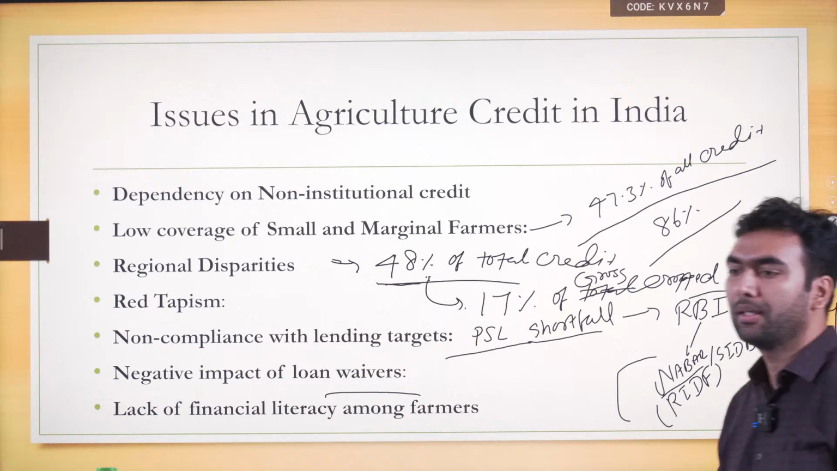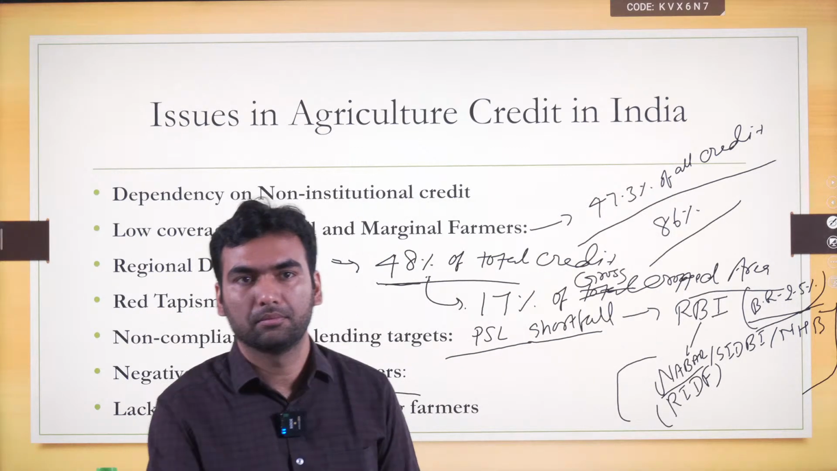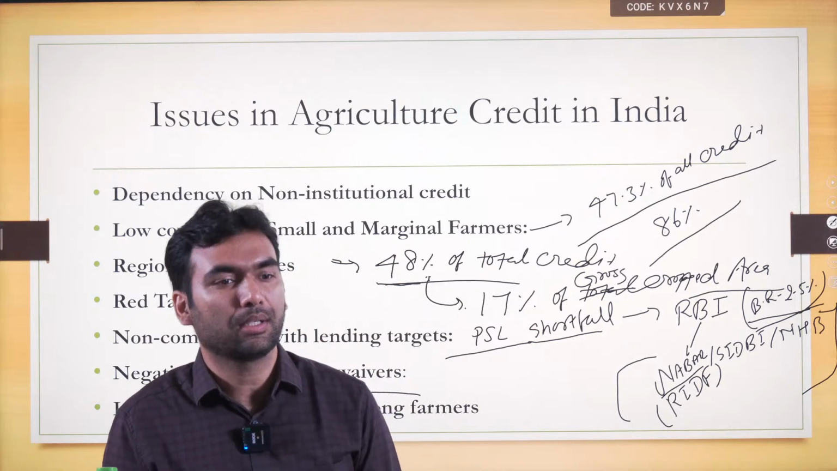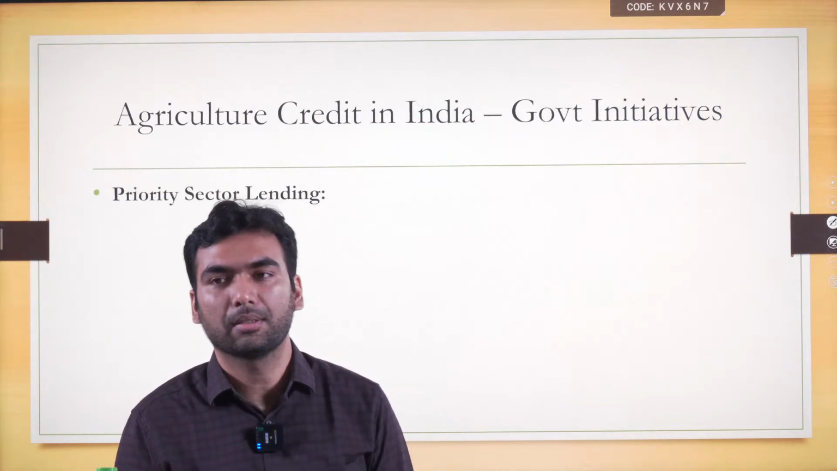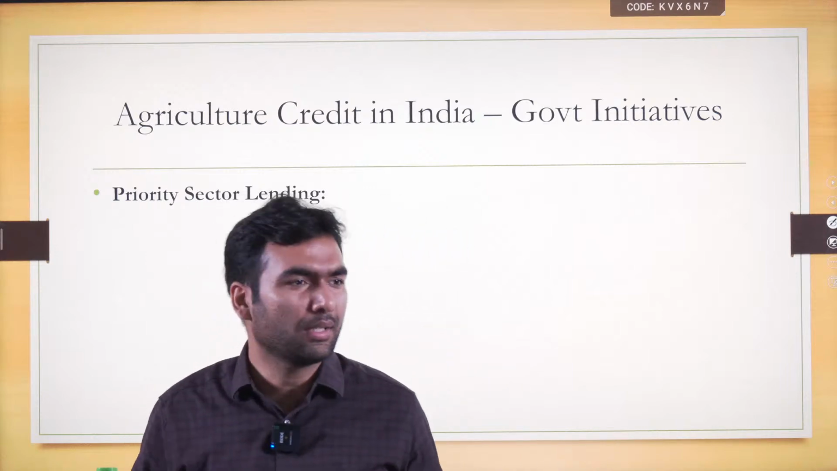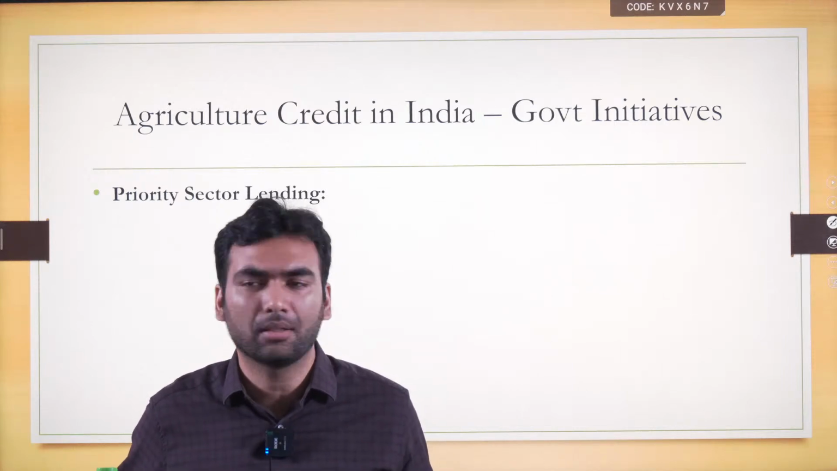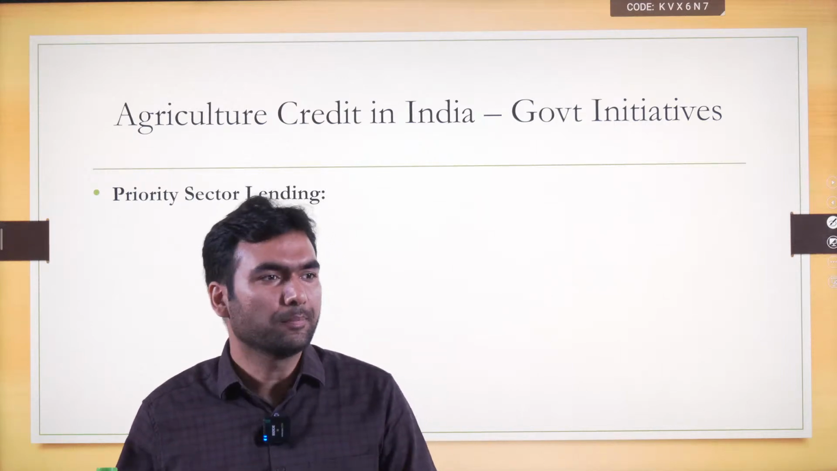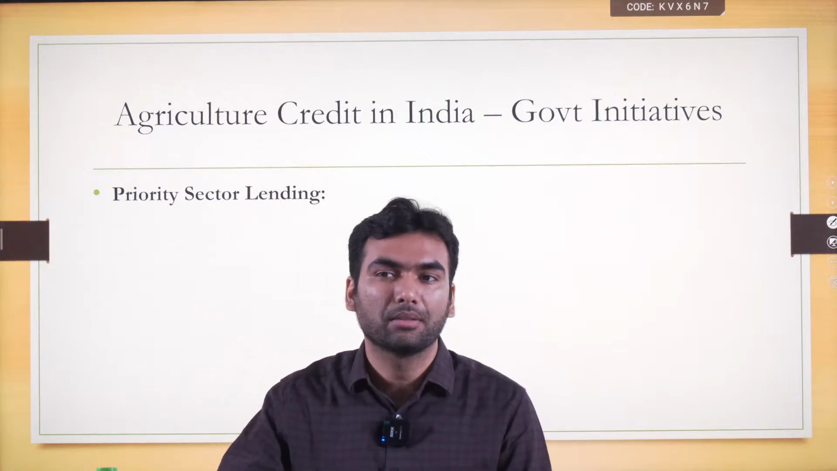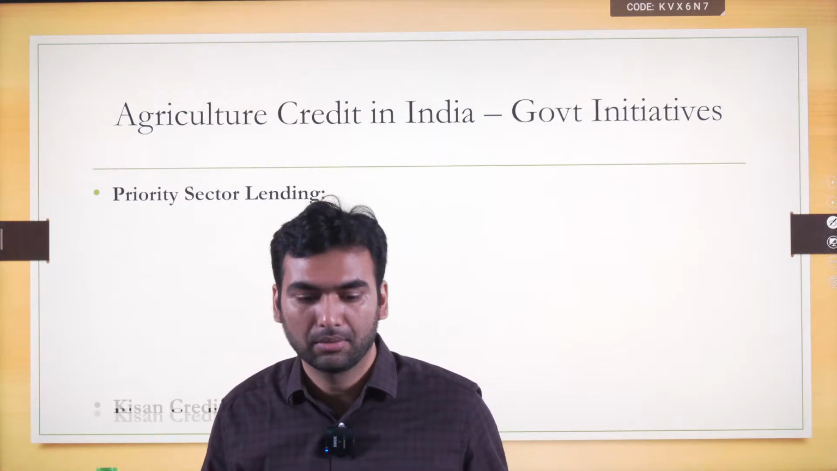What has government done to increase agriculture credit? Yes, priority sector lending targets. What else? Bank branches in rural areas. Yes, financial inclusion related initiatives, all you can write. They are again, in a way, increasing agriculture credit as well. What else? Is there any specialized bank? Gramin banks. Yes, regional rural banks, rural cooperative banks, right?